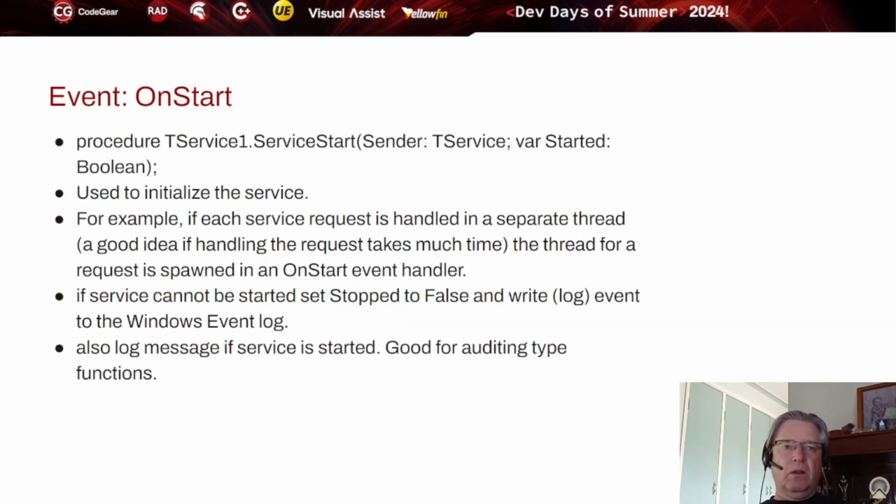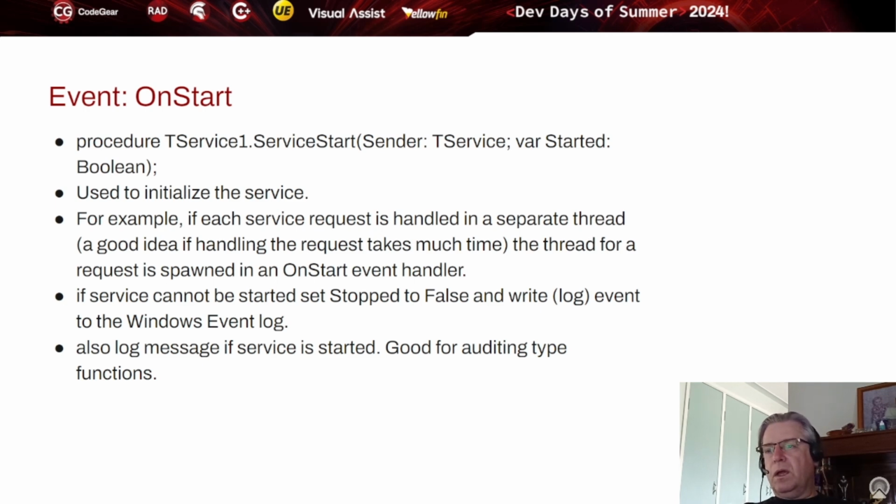We're going to look more closely now at the onStart event. It has two parameters, the first one being the sender, which is the service, essentially Self. And then there's a flag to indicate whether or not the service started. This, for me, is typically used to initialize anything that the service might want to use before it is actually running.